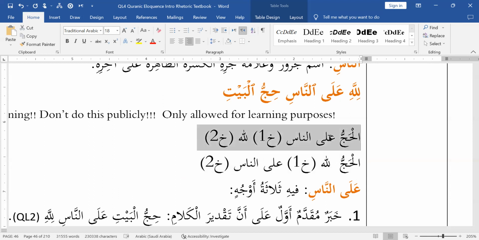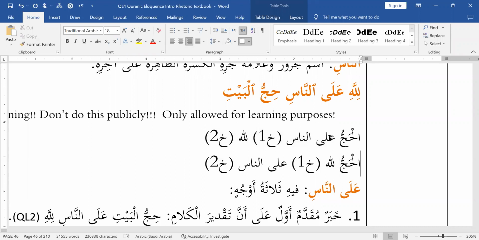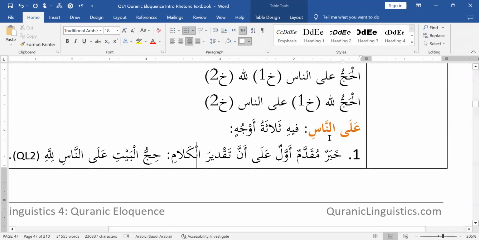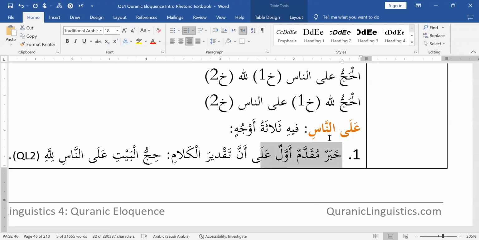So this and this are very similar, a very subtle difference. Al-hajju ala nas: the hajj is on the people for Allah. Look at this one: al-hajju lillahi: the hajj is for Allah on the people. Subtle difference. Basically, the idea is the same, that people have to do the hajj for Allah, right? If you go with this syntax, then ala nas is khabar awwal, and it's muqaddam because it appeared before the mubtada in the original verse.